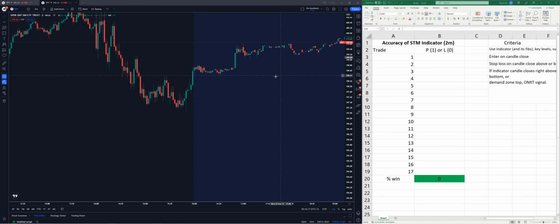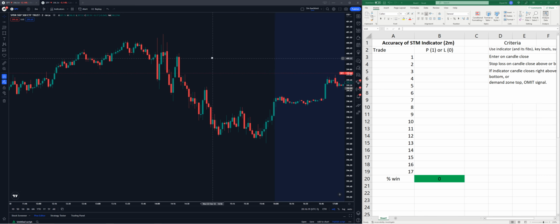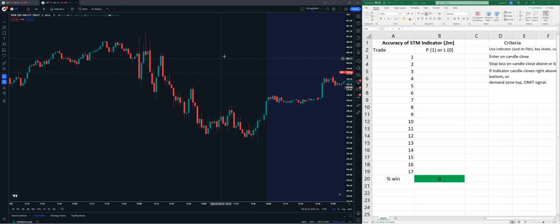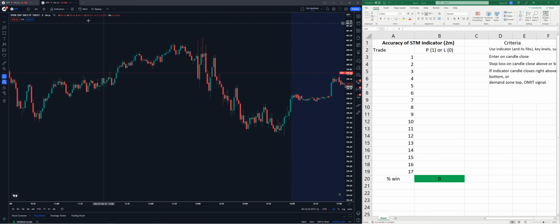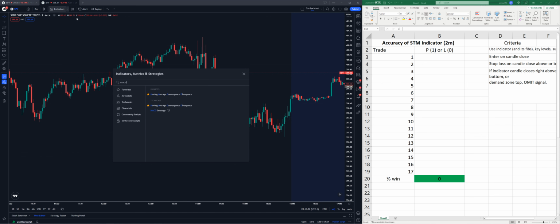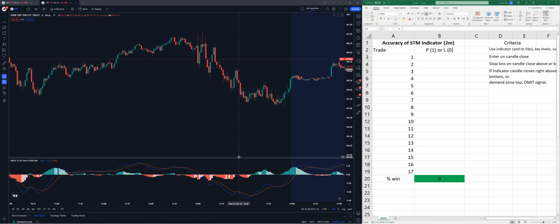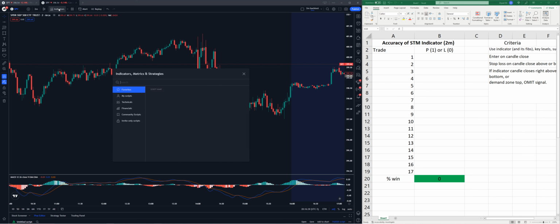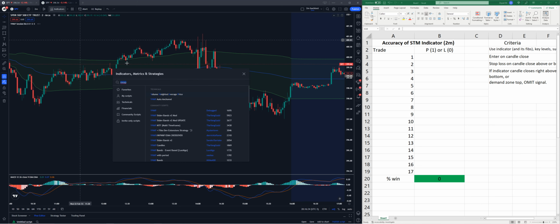So let's begin. This is a completely bare chart on TradingView. This is a 2-minute chart for SPY. What I'm going to do is show you what I add. So first thing, I'm going to add my indicators. I use the default MACD that's in TradingView. I like to keep an eye on that. I also use VWAP, again the default one in TradingView.